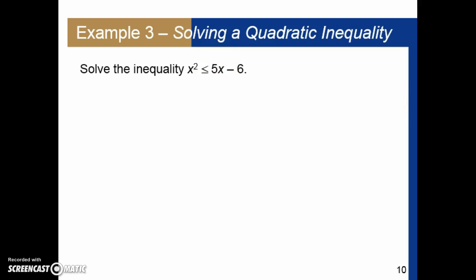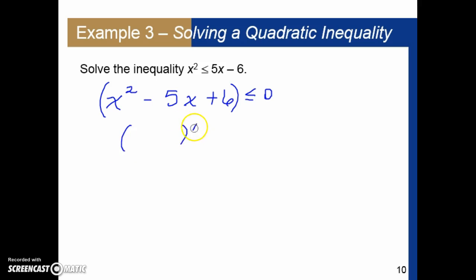So I want to treat this as if it was an equal sign. So I'm going to have x squared. If this was an equal sign, I would subtract both sides by 5x. I would add 6 to both sides. I would copy down my sign. Here it's an inequality sign, and now I have a quadratic equation. I can factor it, I can use the quadratic formula, I can do whatever I want to do.